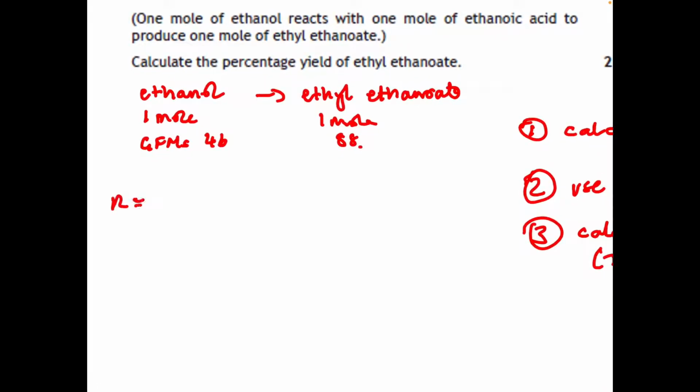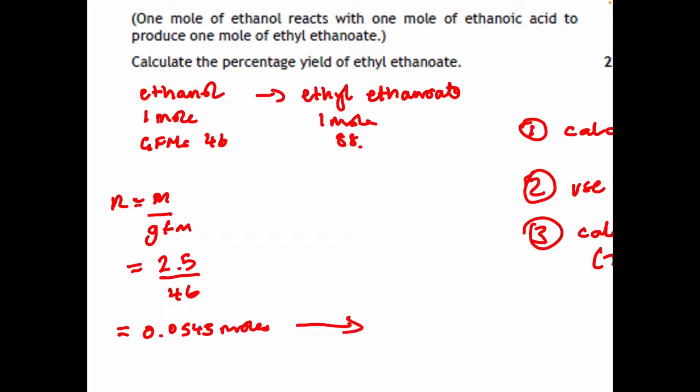I'm going to use n equals mass over gram formula mass. And that is going to be 2.5 divided by 46. That gives us 0.0543 moles. And because that's a 1-to-1 mole ratio, this is my second step now, I'm using the mole ratio. It's also 0.0543 moles of ethyl ethanoate, your ester.